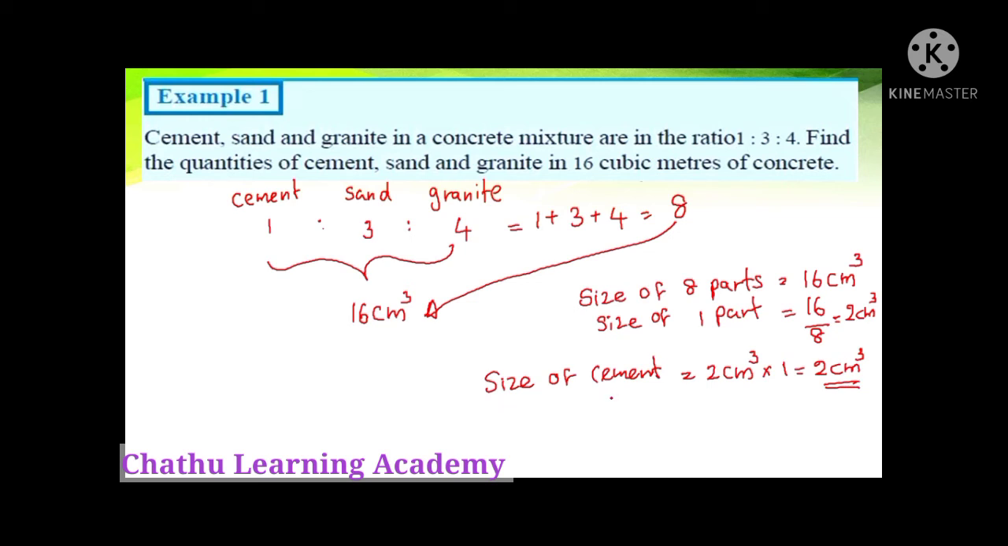Then size of sand, we want to multiply this amount by 3 because here 3 parts. 6 cubic centimeters. Then for granite, we want to multiply this volume by 4 because here 4 parts. Then the answer is 8 cubic centimeters. If your answer is correct, the total volume of these three should be equal to 16 cubic centimeters.